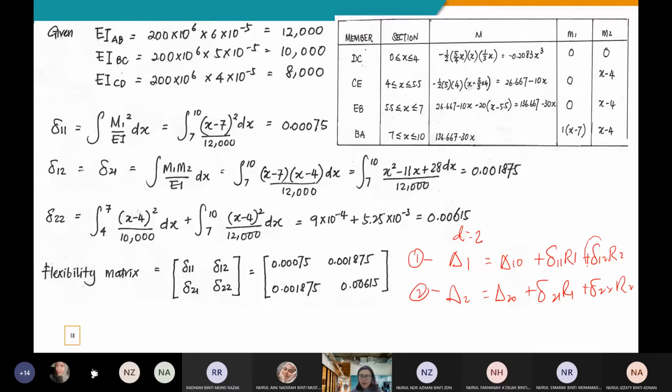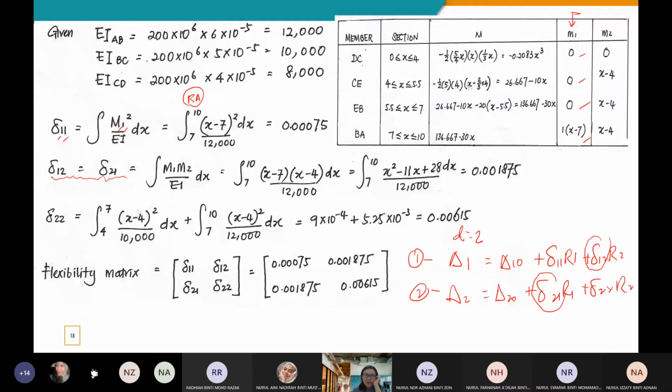Okay, and delta 1 2 and delta 2 1 are actually the same value, so you no need to calculate twice. So let's have a look at this delta 1 1. What do you need to input? 1 1 means M1 multiplied by M1. So just go to the M1 column and see there is no input from DC, section DC 0, section CE 0, section EB 0. So you only have inputs from BA.